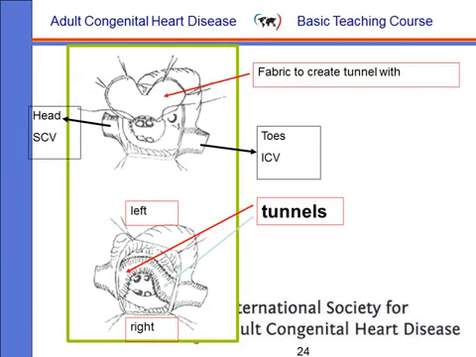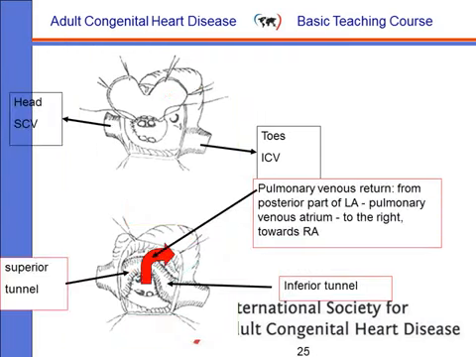In the lower half of the drawing you see how these tunnels are made. The red arrow is the superior tunnel and the green arrow, the inferior tunnel, are made in such a way that the systemic venous drainage can flow towards the mitral valve, and the posterior part of the left atrium, there where the pulmonary veins drain, is left completely free, so the blood can flow towards you, towards the right atrium. And that is what you see here with the red arrow, how the pulmonary venous blood flow flows from the pulmonary veins underneath the superior tunnel and over the inferior tunnel towards the right atrium.